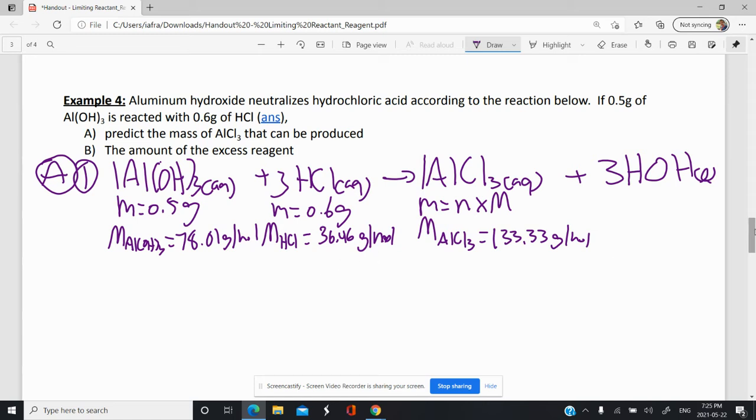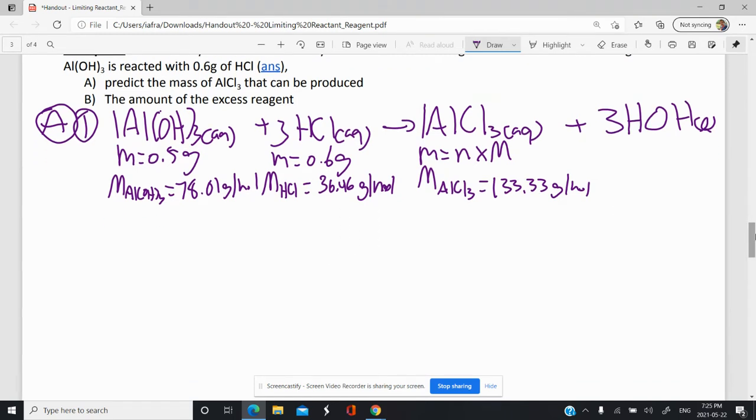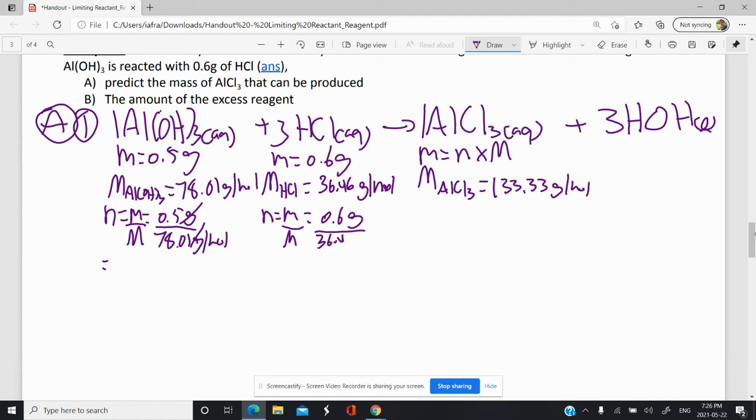And so we need to find the number of moles of each reactant so we can compare them to see which one is going to be our limiting reagent. So moles is equal to mass over molar mass, which is equal to 0.5 grams over 78.01 grams per mole. Cross the grams out, you're left with moles. I'm just going to write this out as well over here. It's the same idea, mass over molar mass, but the mass of the HCl and the molar mass of the HCl. So 0.6 grams over the 36.46 grams per mole. Cancel out the grams, you're left with moles. All right, let's see what we get.